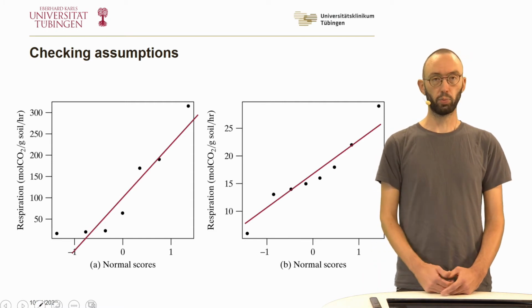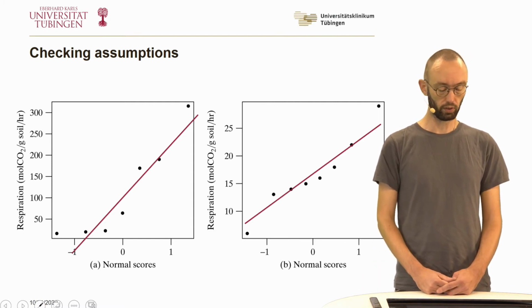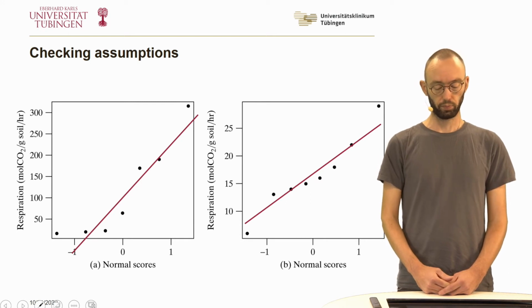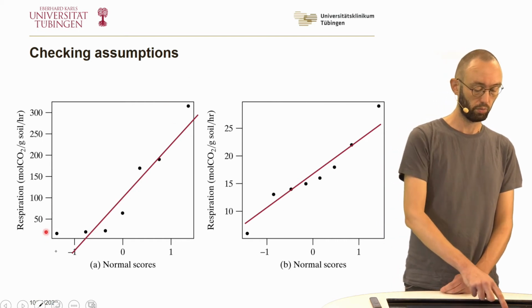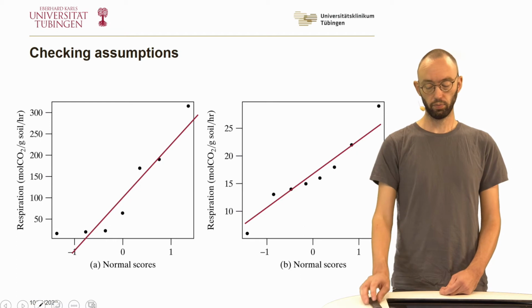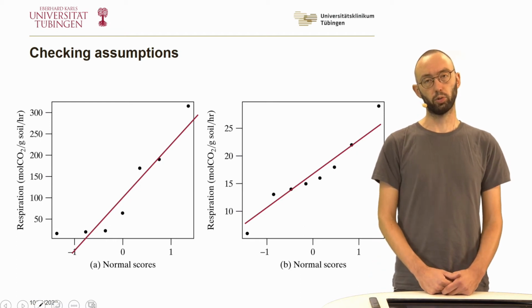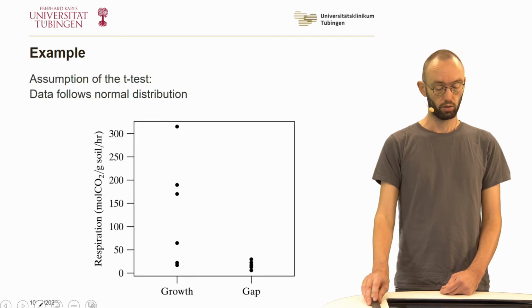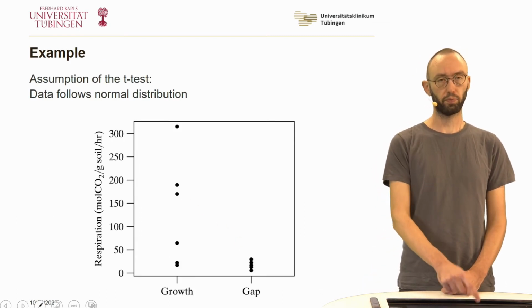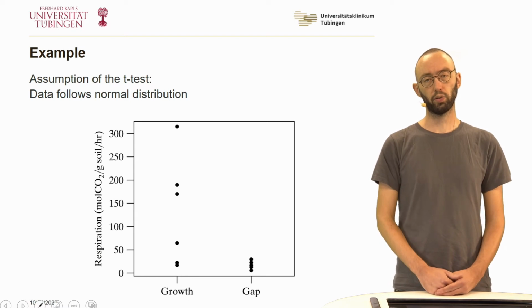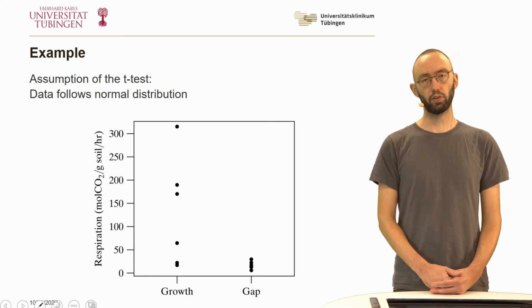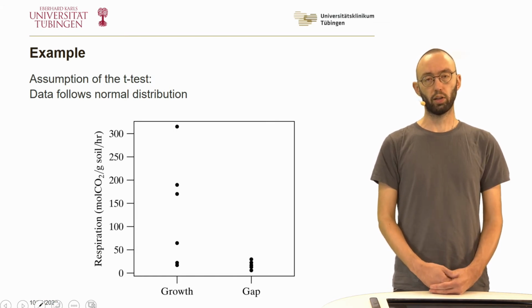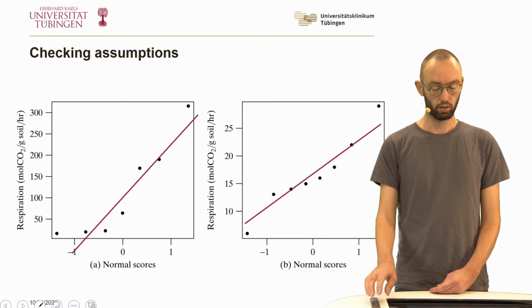So if we fit by eye two straight lines to these data sets, then we observe quite some differences. These points in the tails are not well captured by a straight line. So likely our data that I've just shown you does not come from a normal distribution. So if we want to compare the two sample means statistically and test the hypothesis whether the two populations have the same mean, then we need something else because the assumption of the t-test is violated.